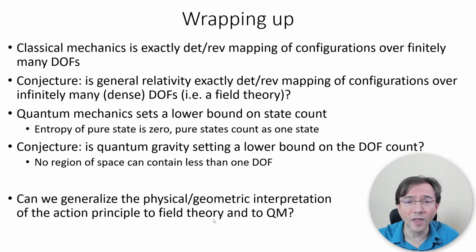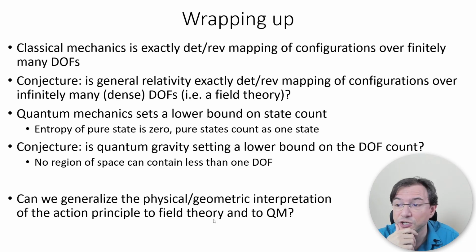So, to wrap it up, classical Hamiltonian mechanics is exactly the deterministic and reversible mapping of configurations over infinitely many degrees of freedom, and we have this mapped. And now what we want is to show that general relativity and field theories are exactly the deterministic reversible mapping of configurations over infinitely many degrees of freedom on a continuum.